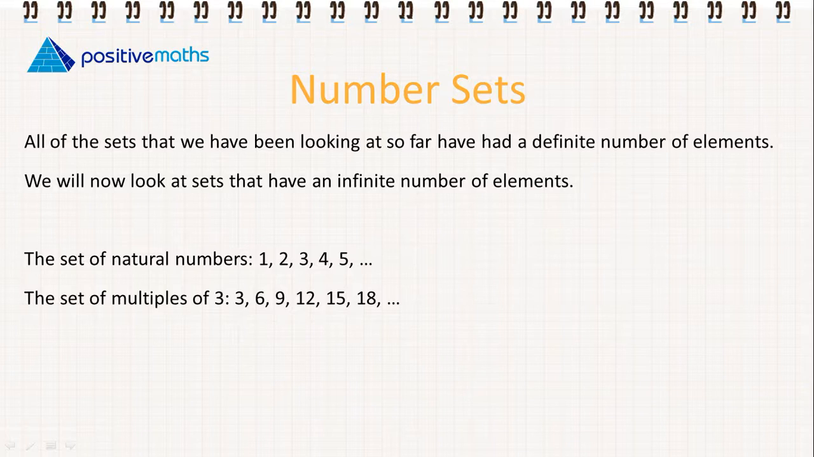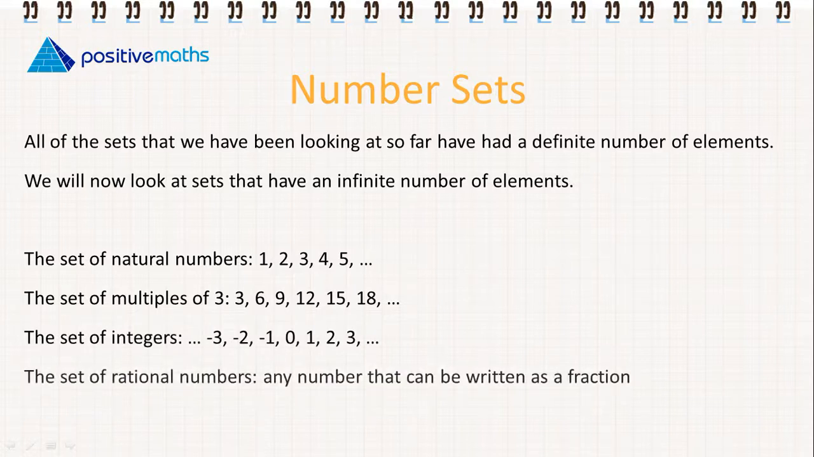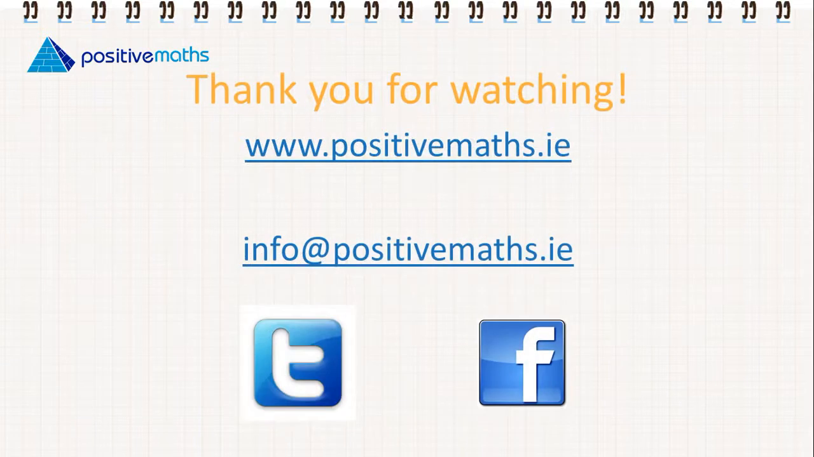We could have the set of multiples of 3. Again, they are well defined. So starting 3, 6, 9, 12, 15, 18, and again continuing to infinity. We could have the set of integers. We could have the set of rational numbers. So this is any number that can be written as a fraction. Can you think of any other examples?